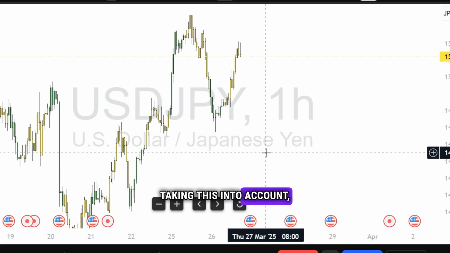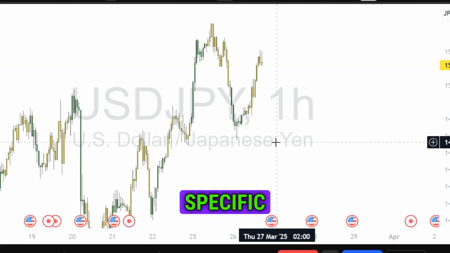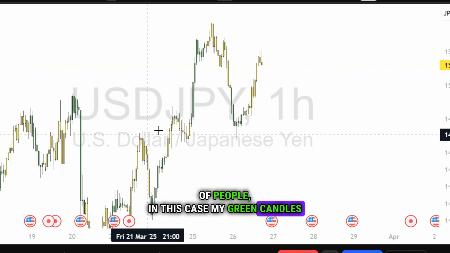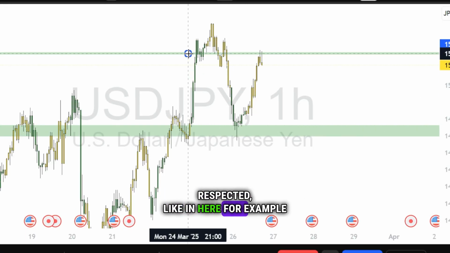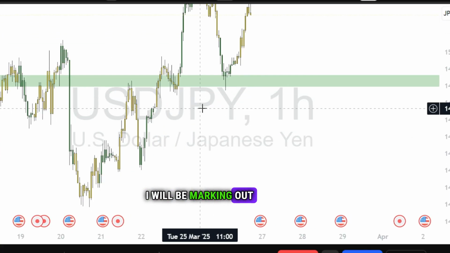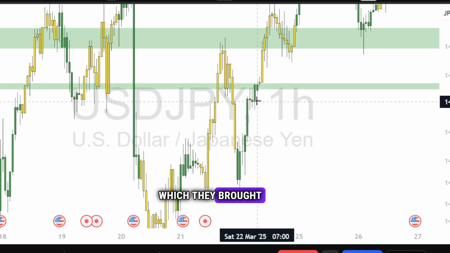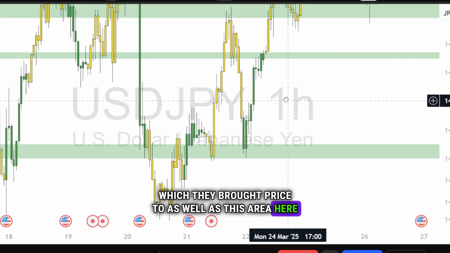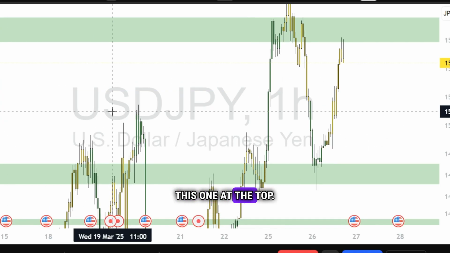Taking this into account, I will then want to trace only the zones created by one specific group of people, in this case my green candles over here highlighted. Whatever seems like they're respected, like in here for example, and in here up the top here, I will be marking out as zones. I will mark it out over here, which they brought price to, as well as this area here they brought price from. Other areas as well, such as this one up the top.